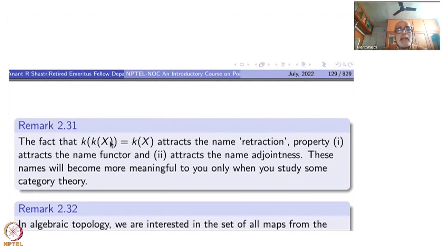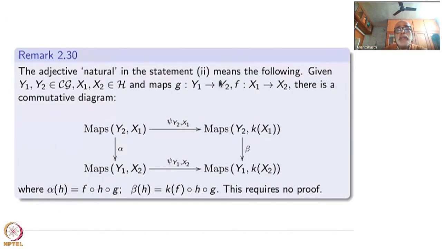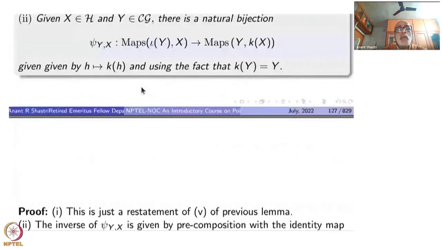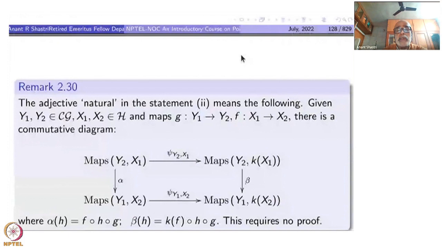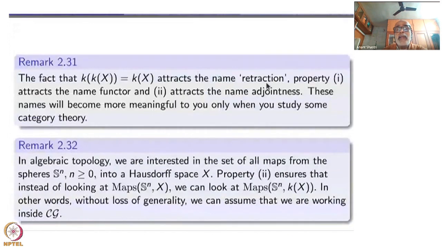Property one gives the name functor, namely, not only the objects have been associated, the functions are also associated correspondingly, with certain properties which we don't want to go into detail. So that is the functor given, the retraction functor is what I call. Property 2 makes it what is called adjointness. The two associations, K and inclusion, are adjoint of each other. This is a wonderful property.